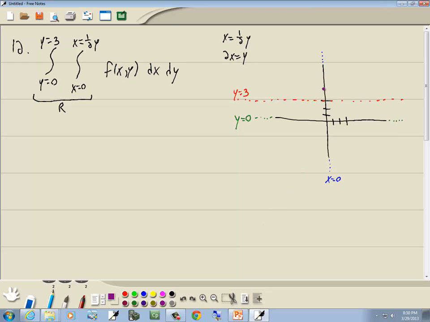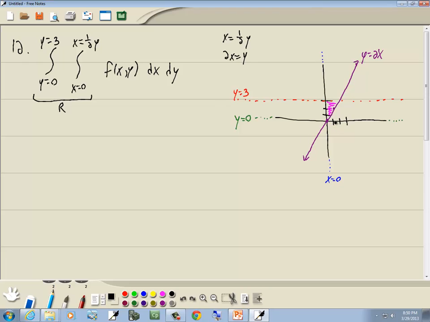Purple. Okay. So y is equal to 2x. Looks like that. Okay, so our region we're studying, what's bounded by, is this right here. And we want to switch it. Instead of having the y equals and y equals here, we want x equals and x equals.